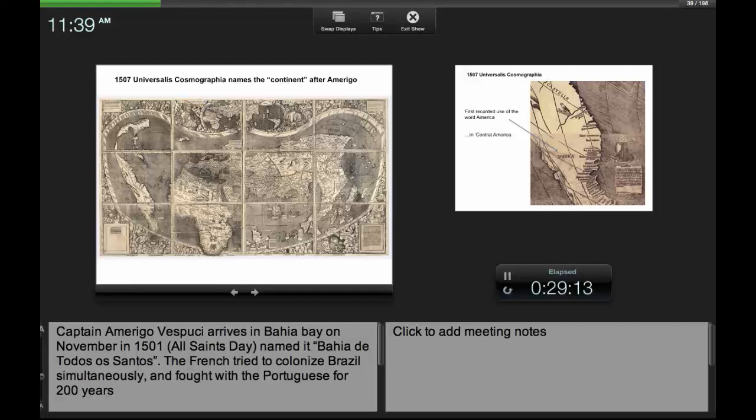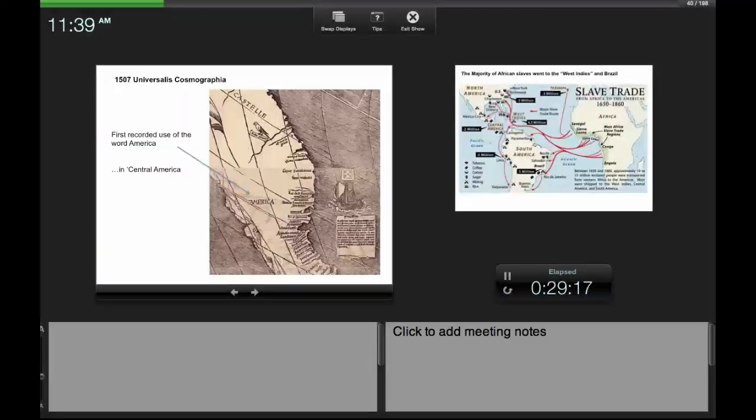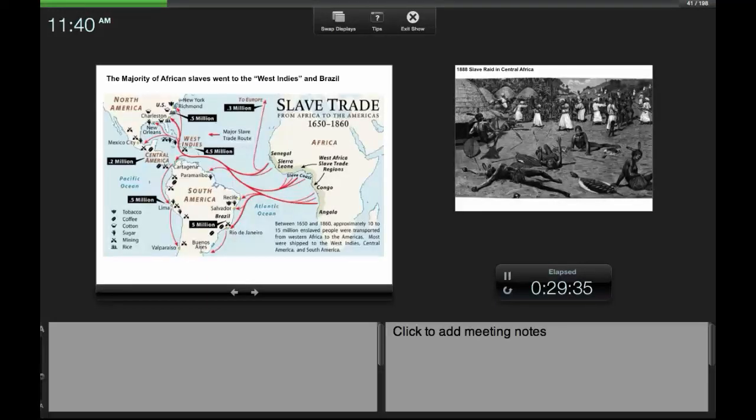But what's also important on this map is this is where we get the word America, where this cosmographer names it after Amerigo, somewhere down here in Central America. So we're not named after Columbus. At this time, looming large on this map are the two discoverers of America, Columbus and Amerigo Vespucci, despite the fact that other people had been here before. So this brings us to the core of our argument.